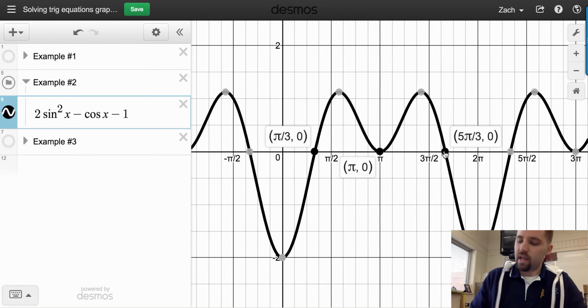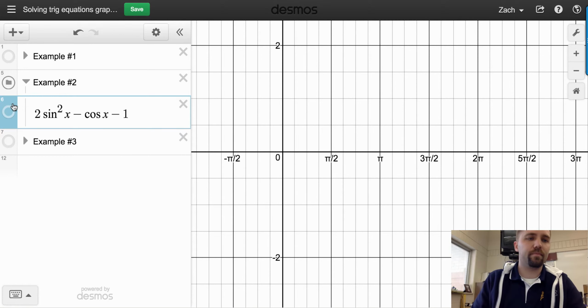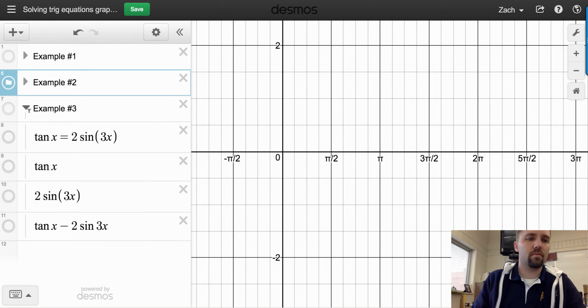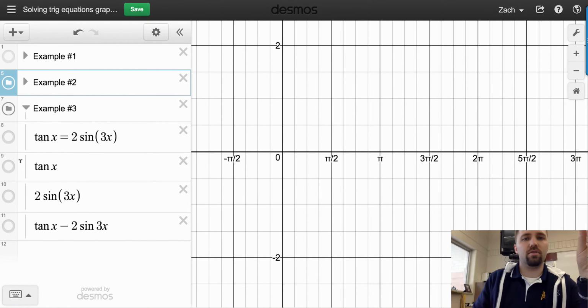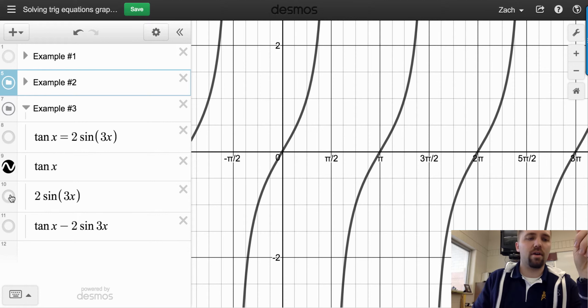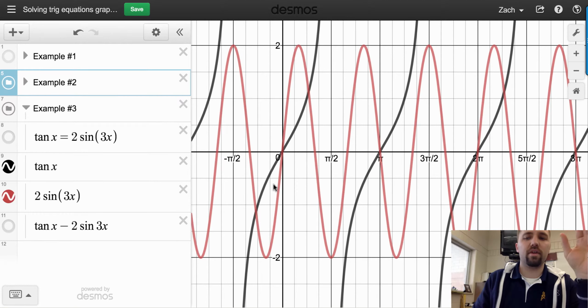Okay, so the last one here is tan x equals 2 times sine of 3x. So let's look at that example. Alright, so tan x equals, so this is the equation we want to solve. First of all, if we wanted to solve graphing by both sides, this is what happens. I'll graph tan, and I'll graph 2 sine of 3x. Now this looks like a nightmare, right?